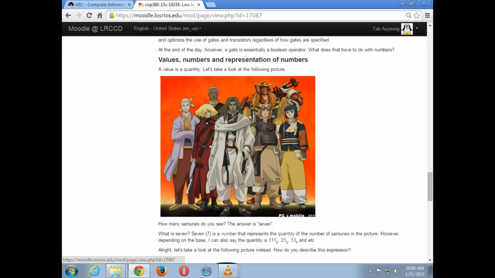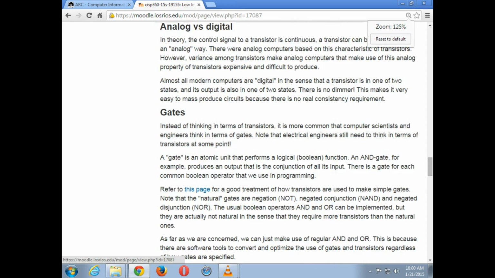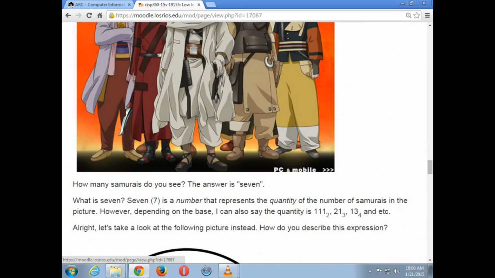But you know what? I can also refer to the number or the quantity of samurais as 111 in base 2, 21 in base 3, and 13 in base 4. I can change the base of the number system and still be able to represent the same quantity. Okay, so hold on a second here. What exactly does that mean? I mean, 7 is 7. I know how to write 7 and spell 7, and that's the only way to represent 1, 2, 3, 4, 5, 6, 7. What about 111 in base 2? I mean, it doesn't make any sense to me.